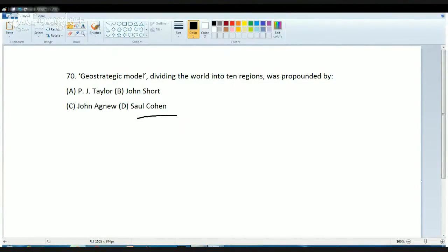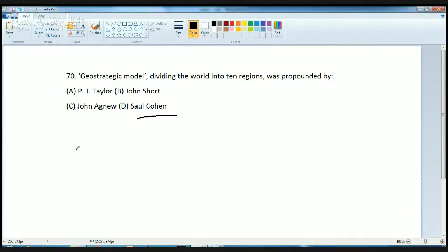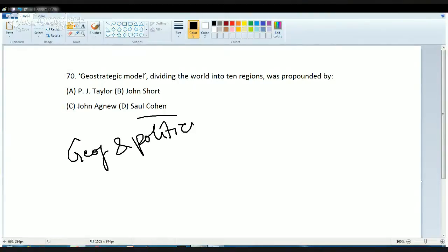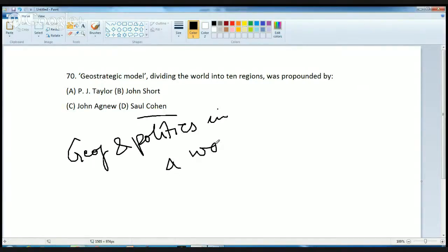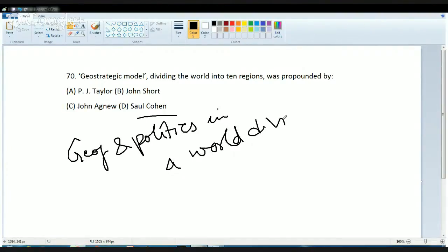And Saul Cohen, in his division, wrote a book known as Geography and Politics in a World Divided. In this book, he tried to explain the various characteristics, and he divided the world into 10 geopolitical regions.